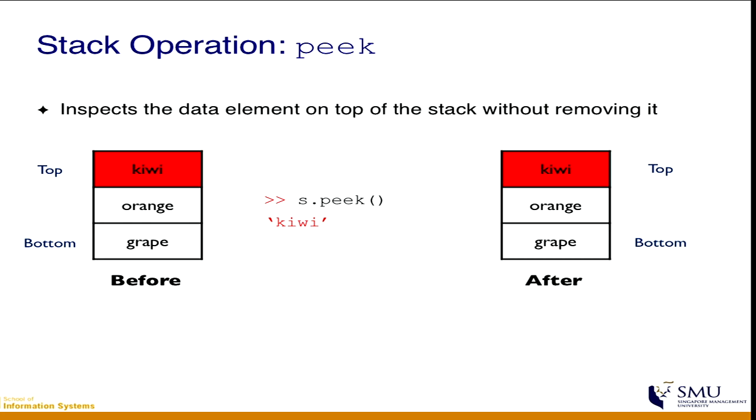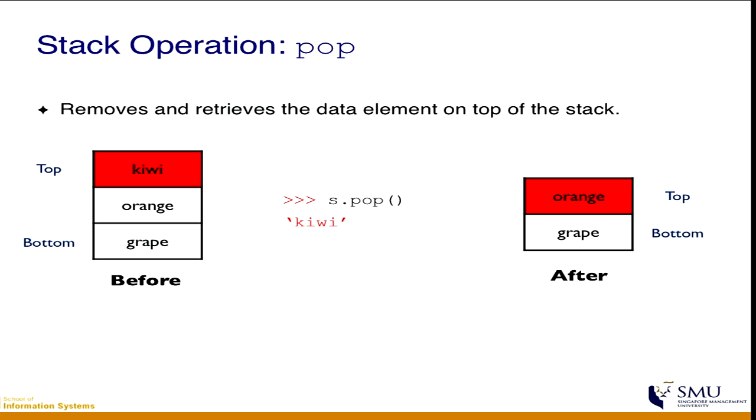For peek, peek means that we want to know what is the item at the top, but we're not going to remove it. Okay, for pop, we are going to take the top element off, we return that, and after the operation, the top is now going to be the next one, which is orange, because the previous top is going to be removed.